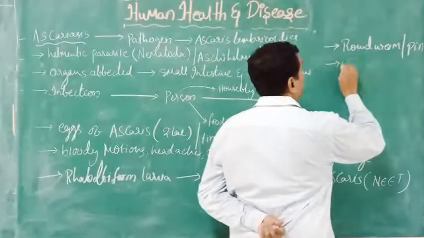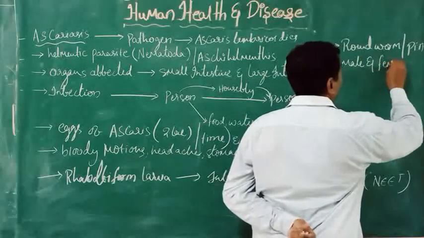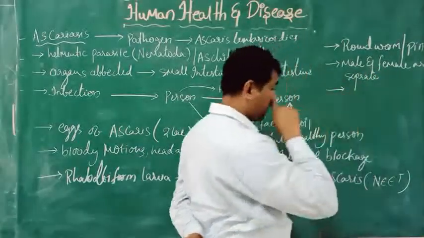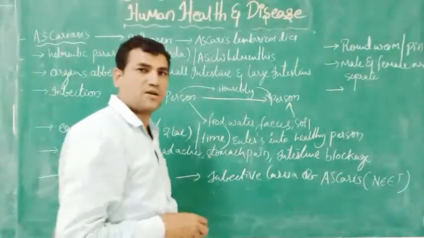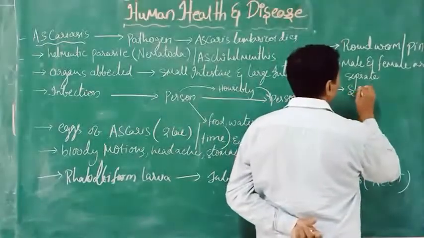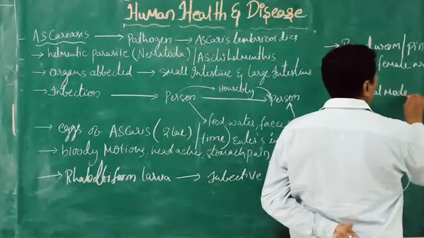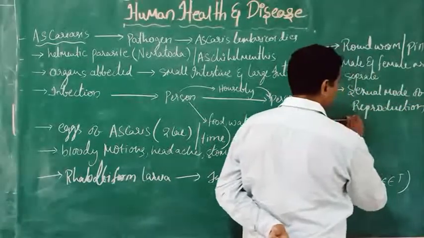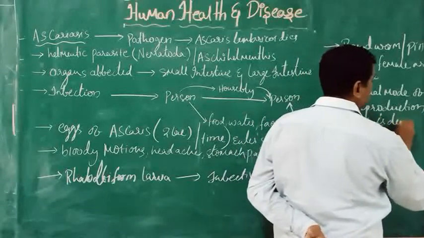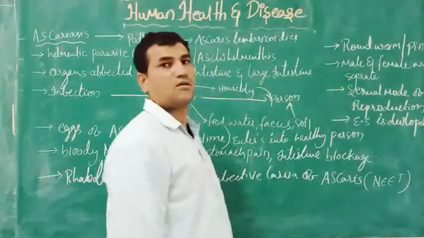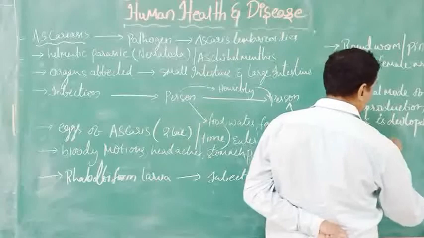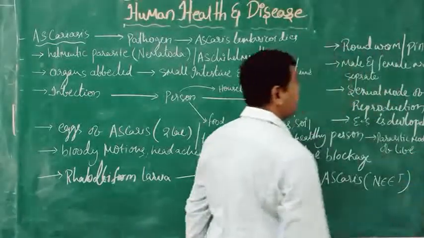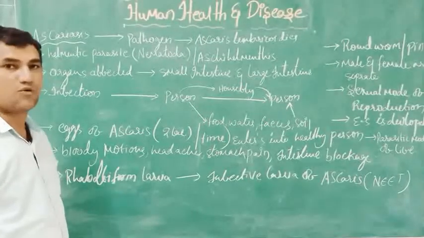Here, male and female are generally separate, and the reproductive systems are also separate. They undergo a sexual mode of reproduction. The excretory system is developed. Most of them have a parasitic mode of life.